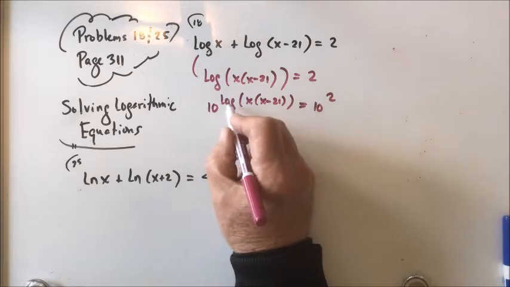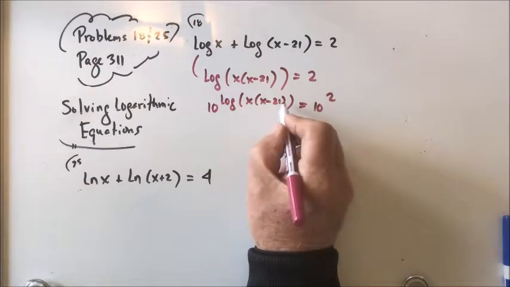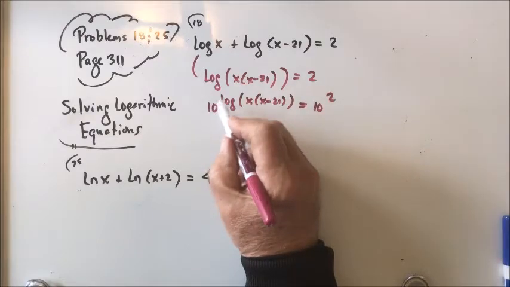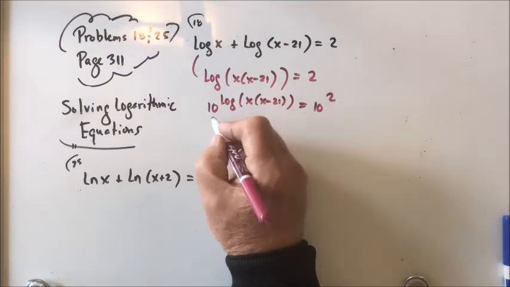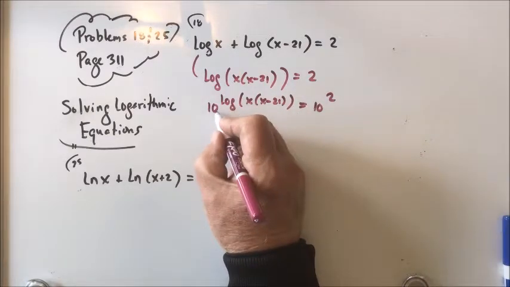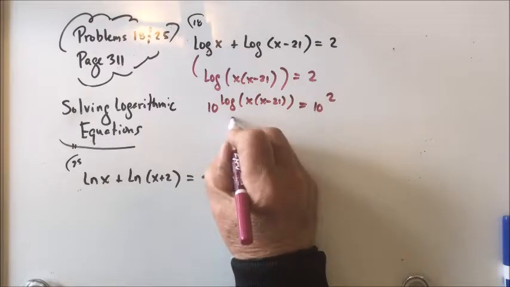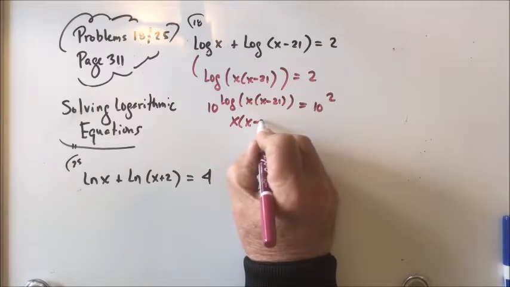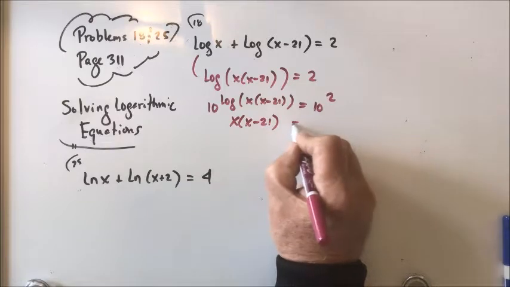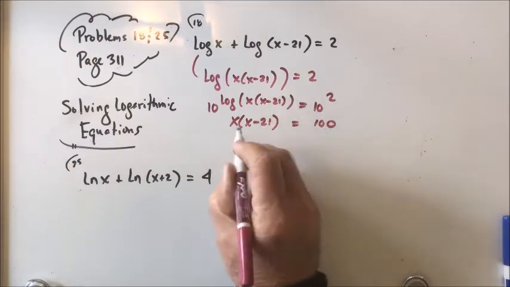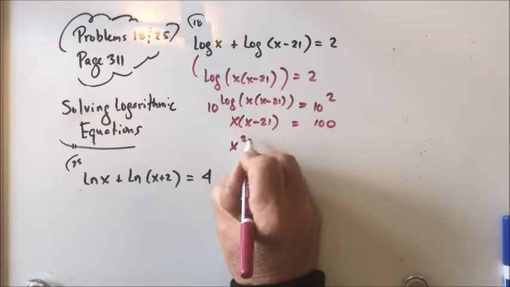So the log base 10 of this expression is the exponent that when you put it on 10 returns that expression. Well, there it is. There's the exponent sitting on 10, and therefore this must be x times x minus 21. And this is 100, and I hope this works out. Let's see, I'm going to expand it out.